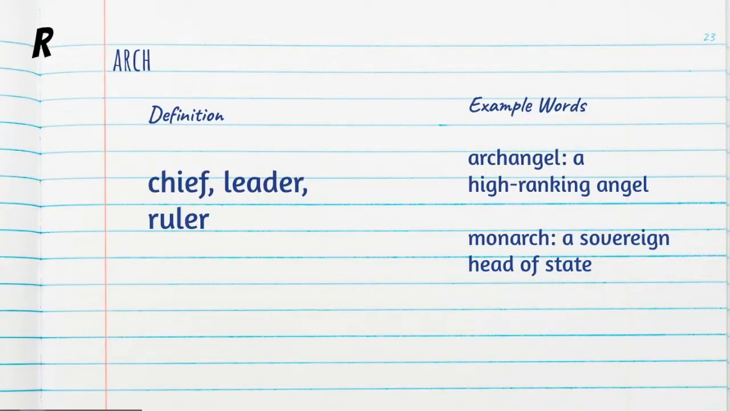Arc is a root word. Arc means chief, leader, or ruler. So if you refer to an archangel, it is a high-ranking angel, kind of like a leader of the angels. And if you have someone who is a monarch, they are like the chief or the head of state. Same thing if you've heard of an oligarch or anything like that, same idea. You might have also heard of an arch enemy, right? That's your main enemy. Okay, so arc or arch means chief, leader, or ruler.